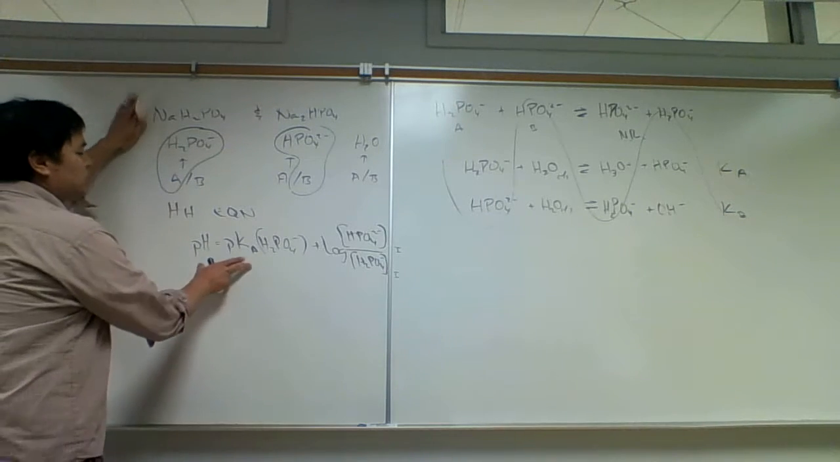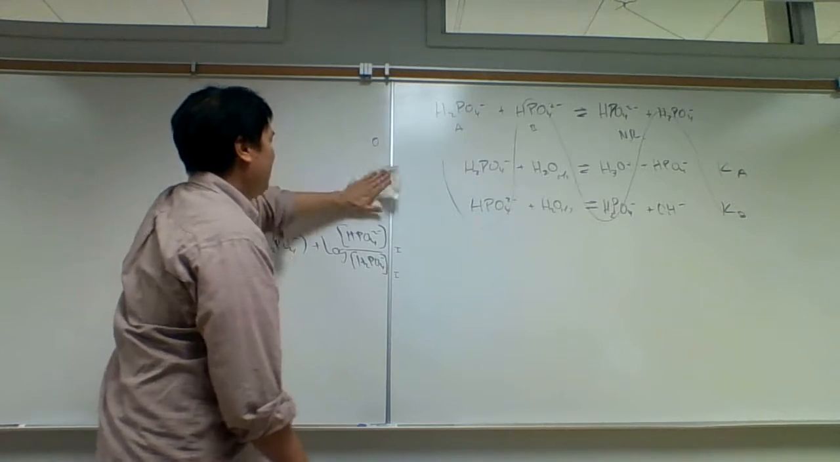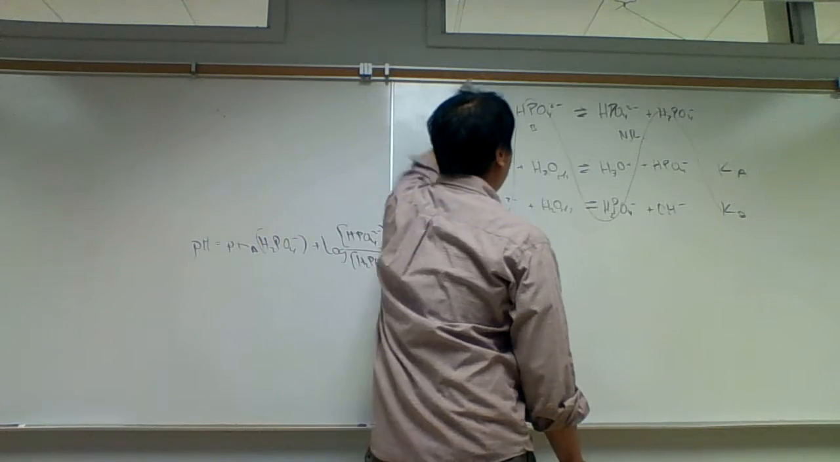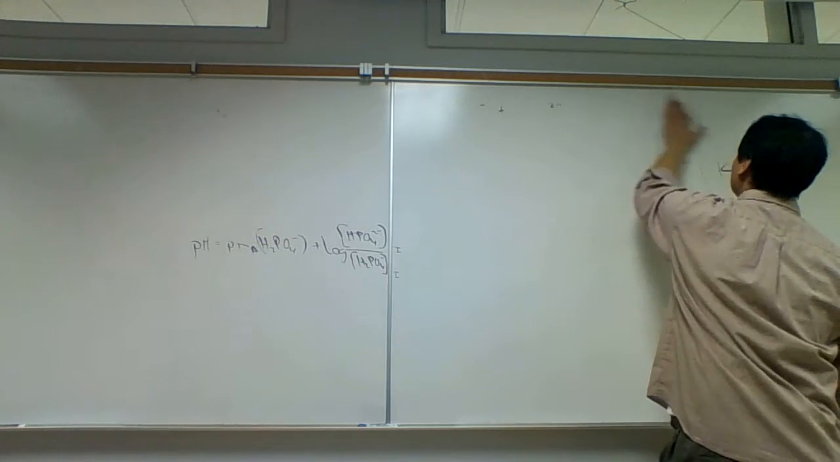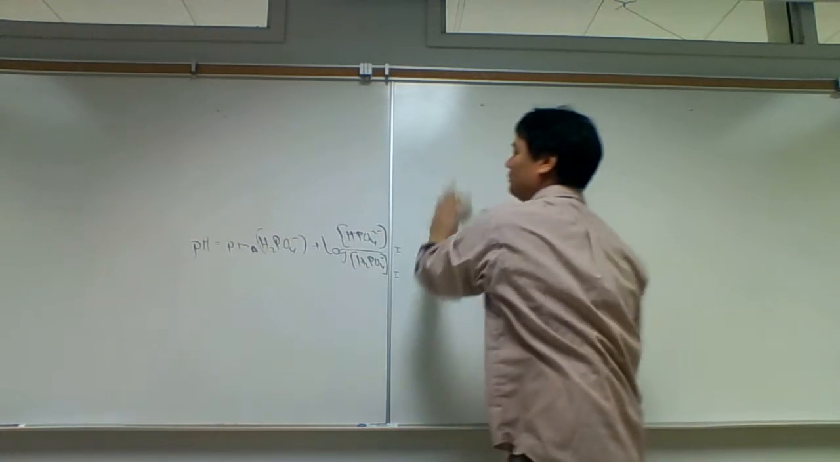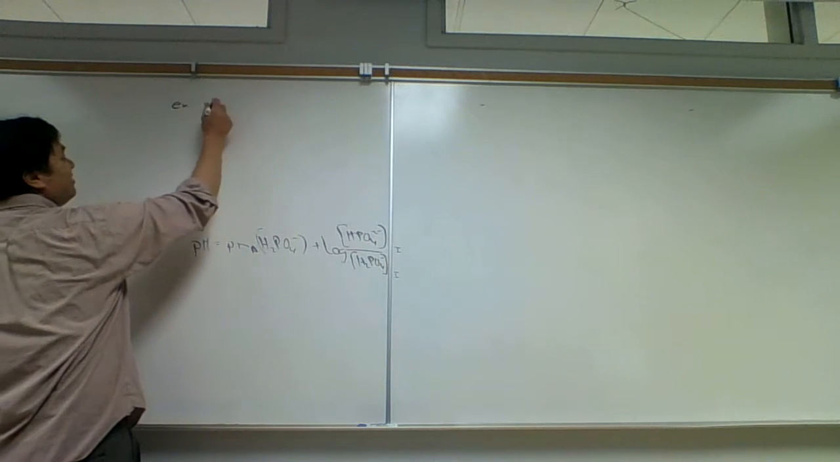And so it's restricted. Well, what if we have a weak acid, weak base combination that aren't conjugates of each other? What do we do then? And so let's go with another weak acid, weak base combination.